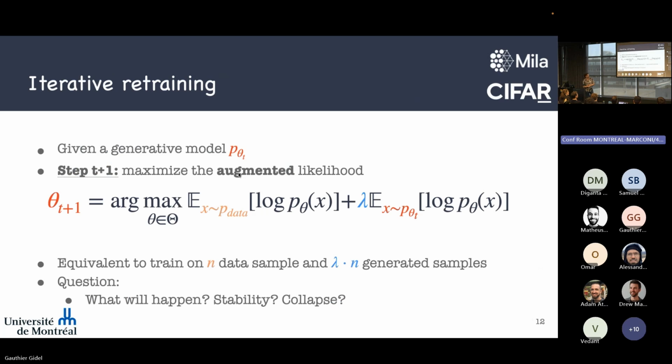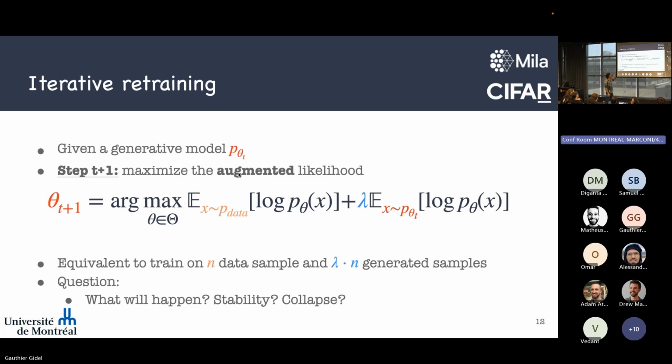Okay, so the setting we will consider that generalizes the two previous points mentioned is the following. We have a generative model at time step t. There is also a question that I will read at the end of the slide. So we have a generative model at time step t that generates your data.